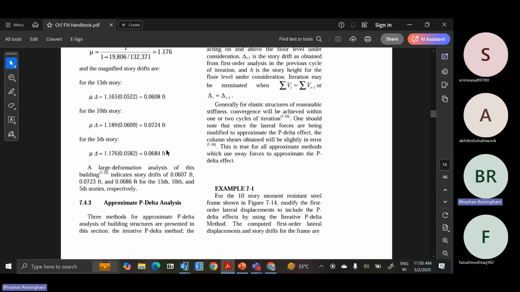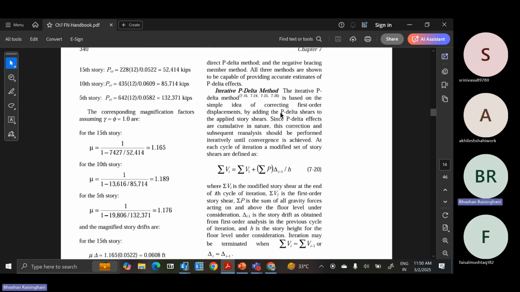So if we go by the iterative method, the iterative P delta method is based on the simple idea of correcting the first order displacement by adding the P delta shear to the applied story shear. Whenever we are doing the displacement without the P delta consideration, that is without deformation of the frame, the column is straight, and when we analyze it, that is the first order displacement.